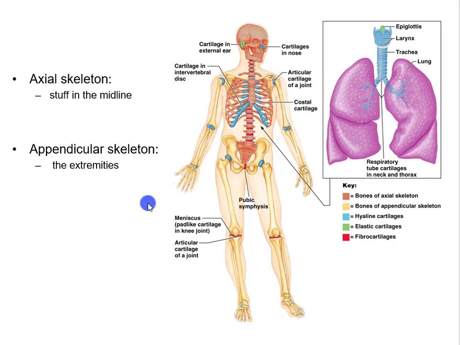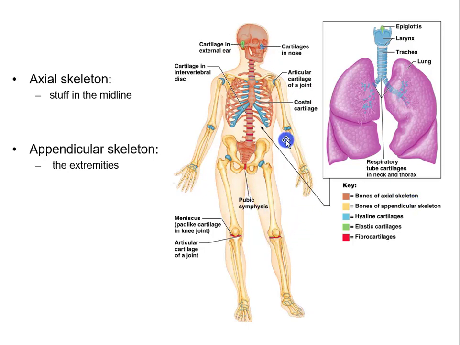Everything else, though, on the outside, which would be the extremities, right? Everything in the lower extremity and the upper extremity, these are considered parts of the appendicular skeleton. So we just need to know those terms. And there's the key for you there. Bones of the axial skeleton and bones of the appendicular skeleton.